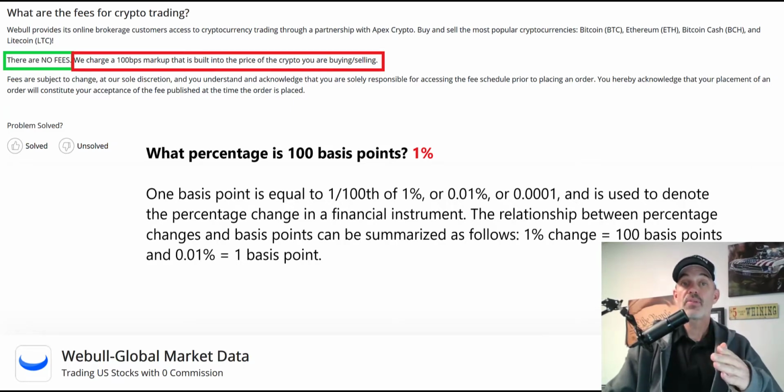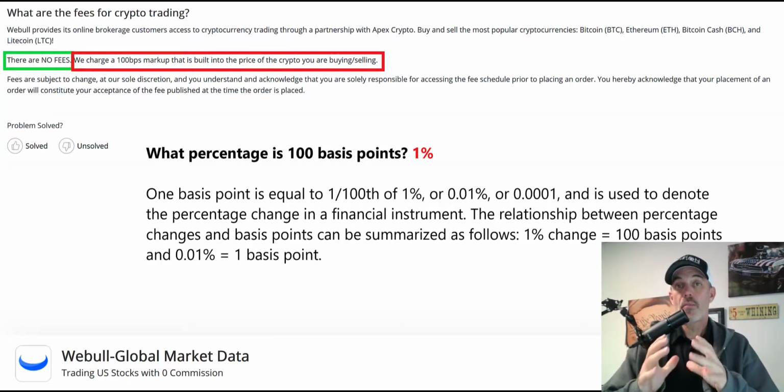Why didn't they say 1% and they say 100 basis points? Because most people out there who aren't familiar with the financial world aren't going to have a clue what 100 basis points equates to. And with that all being said, I hope it's clear that when you trade cryptocurrencies on Webull, you are paying a fee.